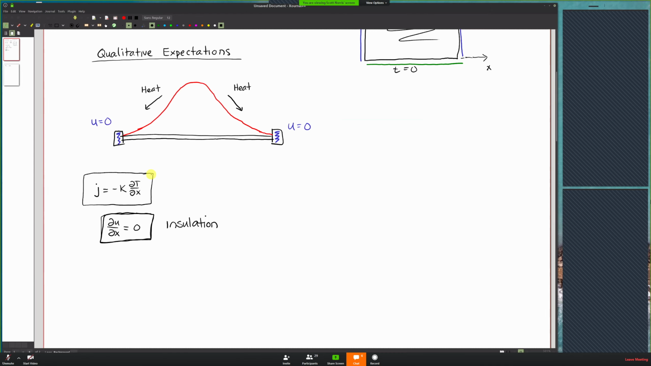Okay, but I'm getting ahead of myself. Right now I've got Dirichlet conditions, u equals 0. What is going to happen to this temperature profile? Heat flows from the center to the edges, and then it flows out into the ice block. And what happens over time?